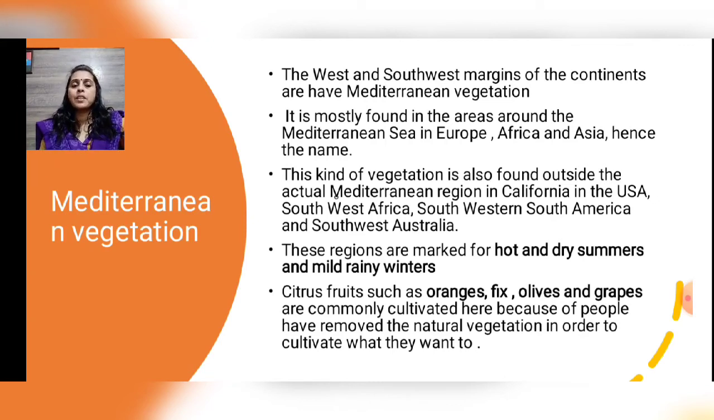Citrus fruits such as oranges, figs. It should be fig, F-I-G, that is a spelling mistake. Olives and grapes are commonly cultivated here because people have removed the natural vegetation in order to cultivate what they want to. So these are the citrus fruits. They are found again, that is fig, F-I-G. They are commonly found along with oranges and grapes.